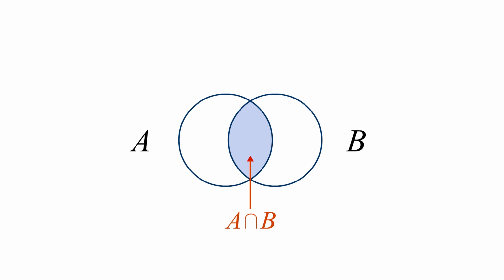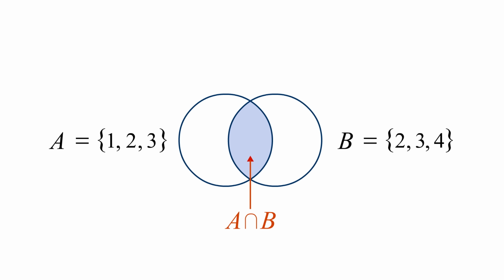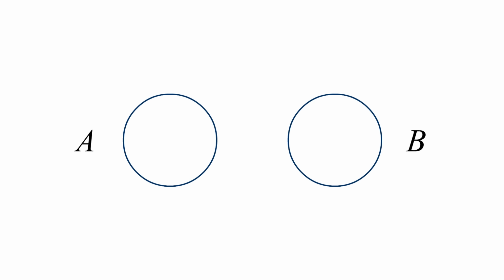For example, if set A contains the elements 1, 2, and 3, and set B contains 2, 3, and 4, then the elements which A and B have in common are 2 and 3, and this intersection forms a new set containing the elements 2 and 3. Two disjoint sets have no elements in common, so their intersection forms the empty set.